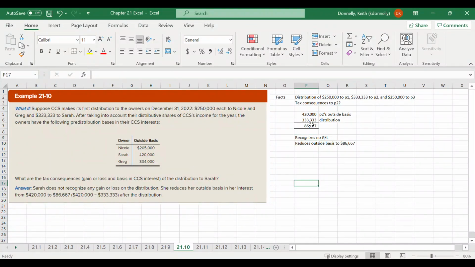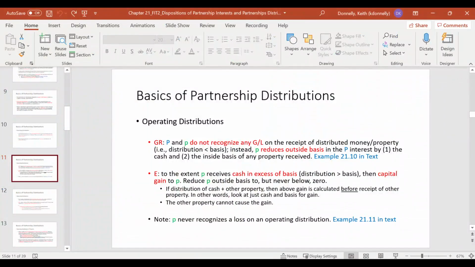But basically, this just shows the general rule: if you receive a distribution of money or property, you reduce your outside basis by that. In this case, your outside basis wasn't fully eaten up. You still have 86 grand left over. The exception is whenever what is pushed out to you is in excess of your basis. Then you're going to have a capital gain in this case. So let's look here at 2111.